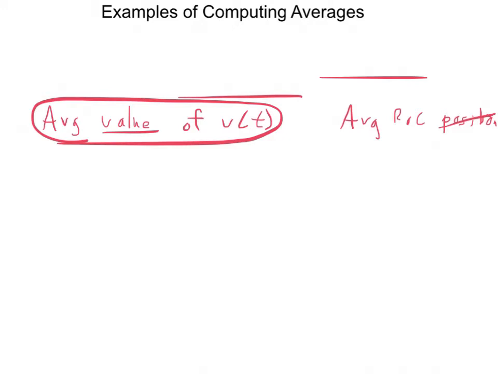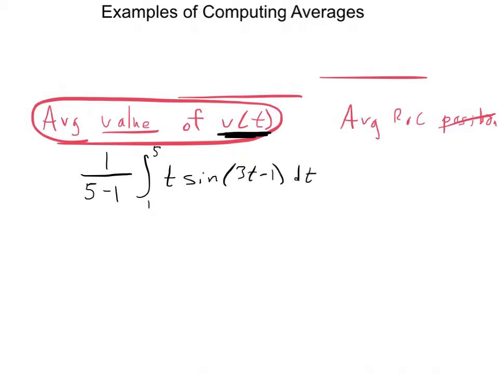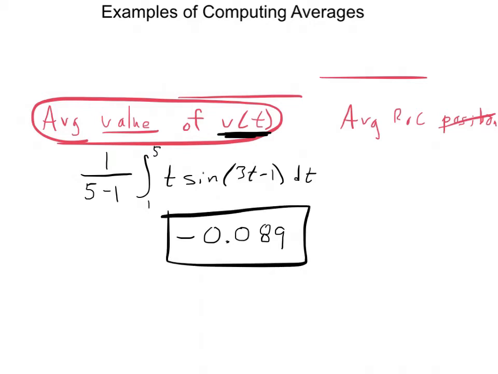Finding the average value of this means we do 1 over 5 minus 1 times the integral from 1 to 5 of the thing that we want the average value of, in other words v of t, so that would be t sine of 3t minus 1. If I plugged it into my calculator correctly, I found that that was negative 0.089. And that is the average velocity of this particle. Even though the problem didn't say find the average value of the velocity function, we interpret the average velocity to be the average value of the velocity function.